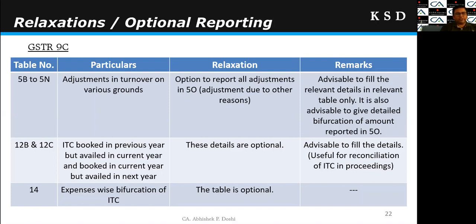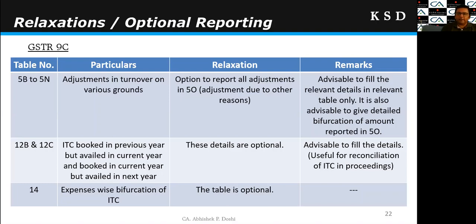Next relaxation is in table 12, table 12B and table 12C. It is regarding ITC booked in earlier year, taken in current year, or ITC booked in current year and taken in the next year. So they say that these details are optional. However, again, it is advisable that we fill the details in 12B and 12C, because it will also be matched with table 12 and 13 of the GSTR 9, and it will be very useful at a later stage at the time of assessment and any other proceedings, right?